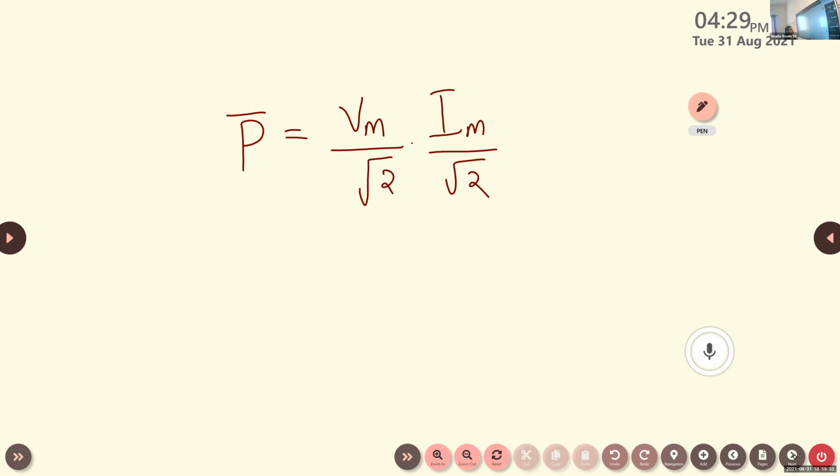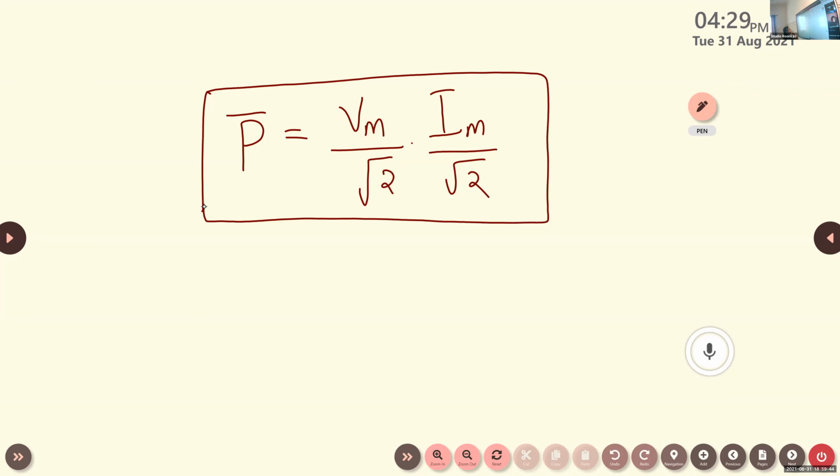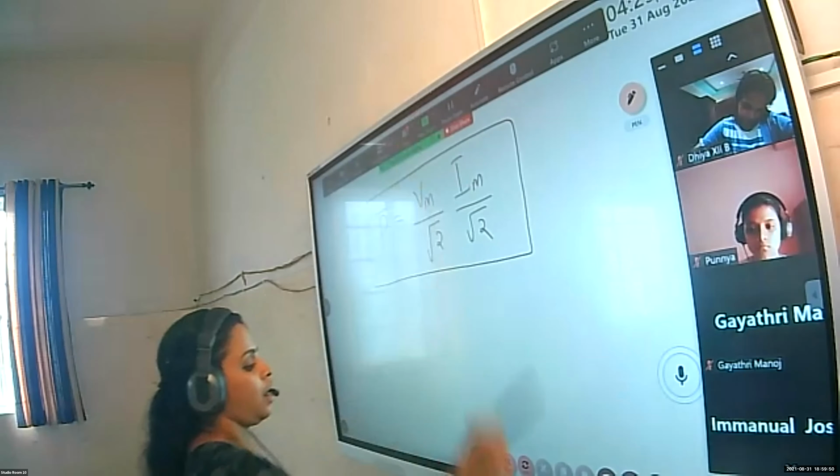Okay. With this, we can wind up today's session. Further discussion is needed based on this topic. So you just box this equation: P bar is equal to Vm by root 2 into Im by root 2. We need this expression in our next class. Okay.